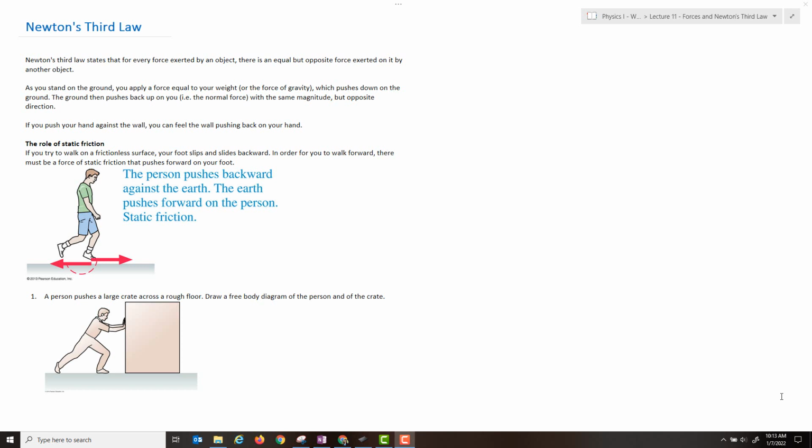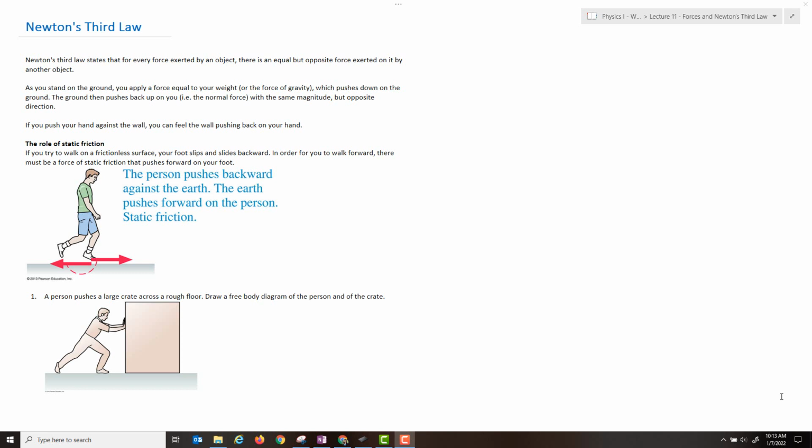Static friction. So if you try to walk on a frictionless surface, okay, so let's say you're wearing super slippery shoes and you're on slippery ice and you're trying to walk, well, what happens? Your foot slips and slides backwards and you never propel forward. In order for you to walk forward, there must be a force of static friction that pushes forward on your foot.